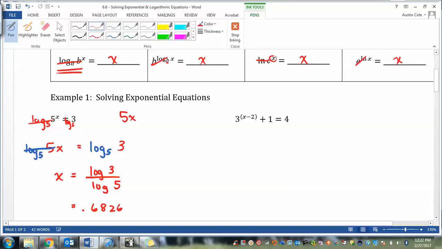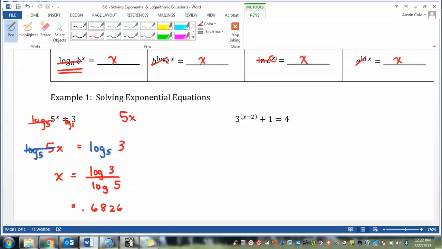Now we can check ourselves, guys. My calculator isn't working here again. We could check ourselves and take 5 to this power, using the exact exponent from the previous answer, and we should get 3 there. So we can plug that in and check ourselves as well. Questions there? And that's our answer. 5 to that power gives us 3.